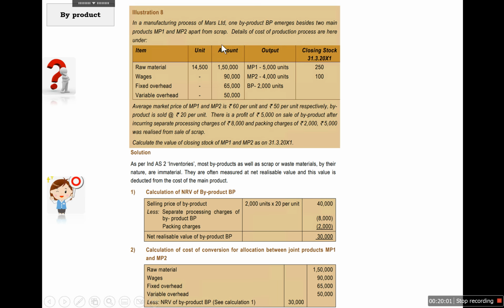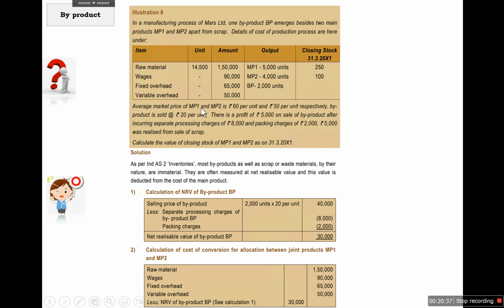In a manufacturing process of Mars Limited, one by-product BP emerges beside the two main products MP1 and MP2. Apart from scrap, details of the cost of production are as under. Raw material used 1,50,000, wages 90,000, fixed overhead 65,000, and variable overhead 50,000. And there are two main products MP1 and MP2 of 5,000 units and 4,000 units. Closing stock is given, and BP, the by-product, has been produced of 2000 units.